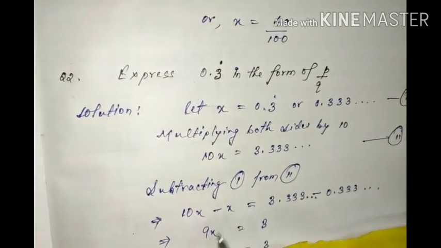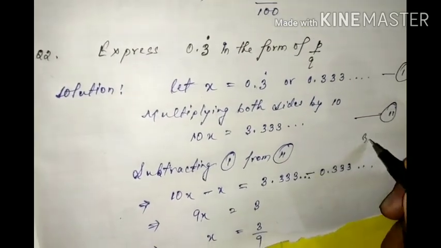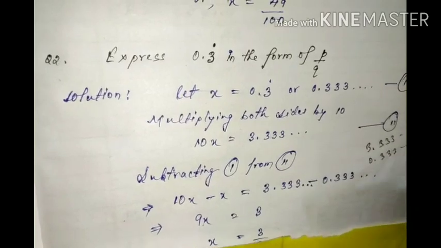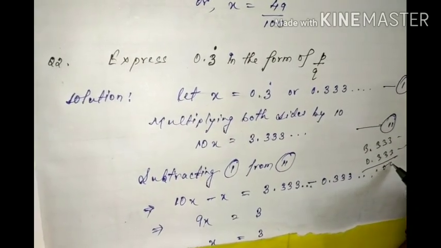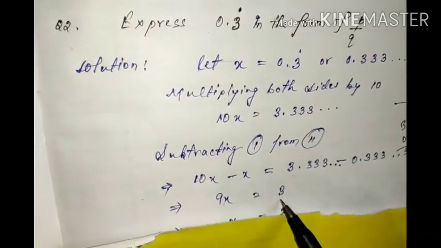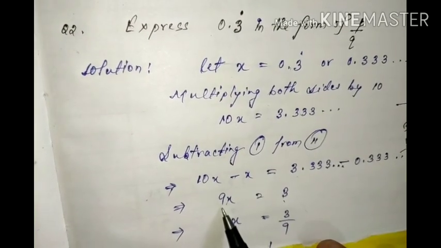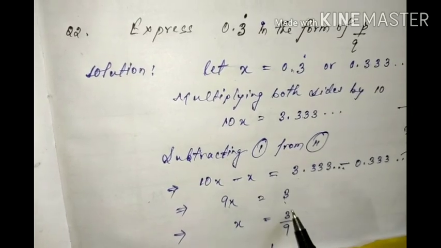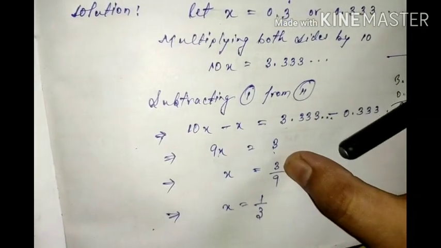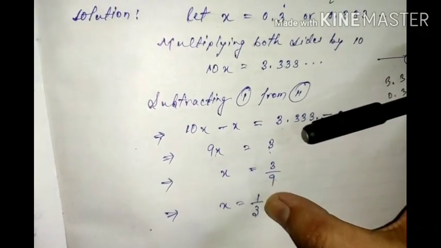Now 10x minus x will be equal to 9x, and just take this example, 3.333 minus 0.333. When you subtract, all the terms after the decimal will become 0, 0, 0, and only 3 will be left. So on subtracting you will get 3, or on transposing 9 to the other side, x will be equal to 3 by 9. Now this is a p by q form, but not in the simplest form, so we'll cancel it by 3, the numerator and the denominator. So x will be equal to 1 by 3.